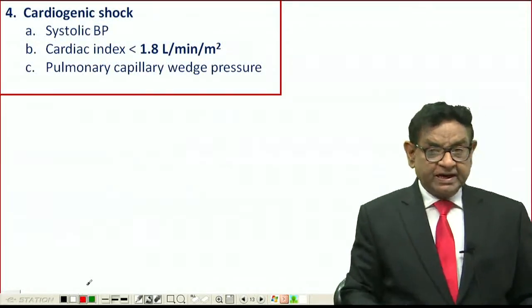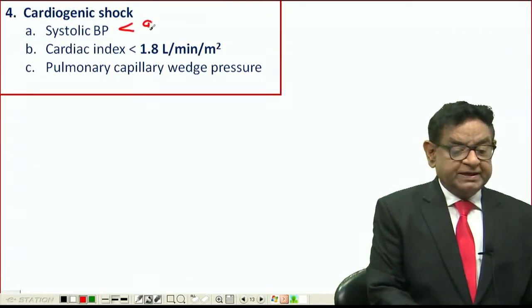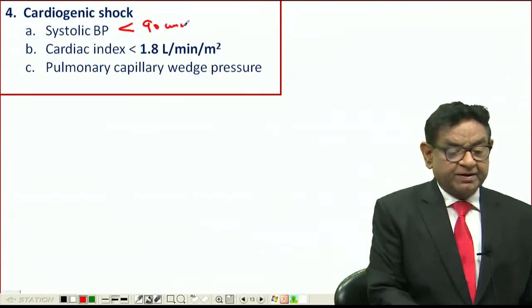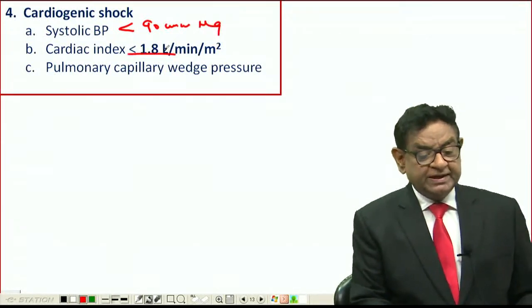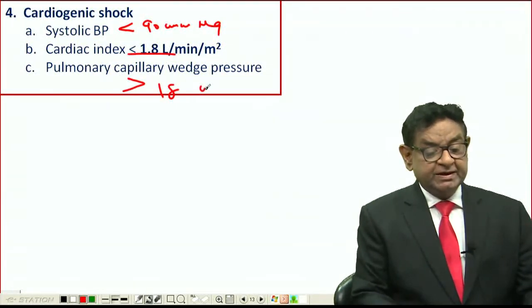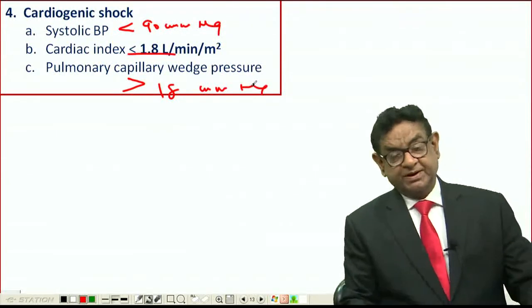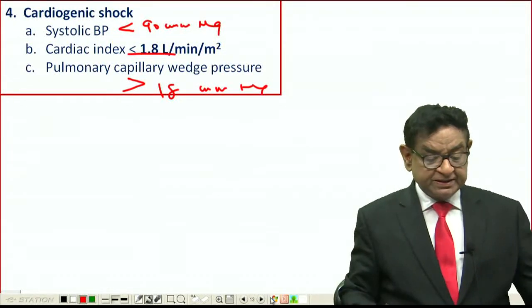Now, regarding cardiogenic shock, I was talking to you, systolic BP is below 90 millimeters of mercury, and cardiac index is below 1.8 liters per minute per meter square, and pulmonary capillary wedge pressure is above 18 millimeters of mercury. And that indicates LA pressure is very high in this condition.